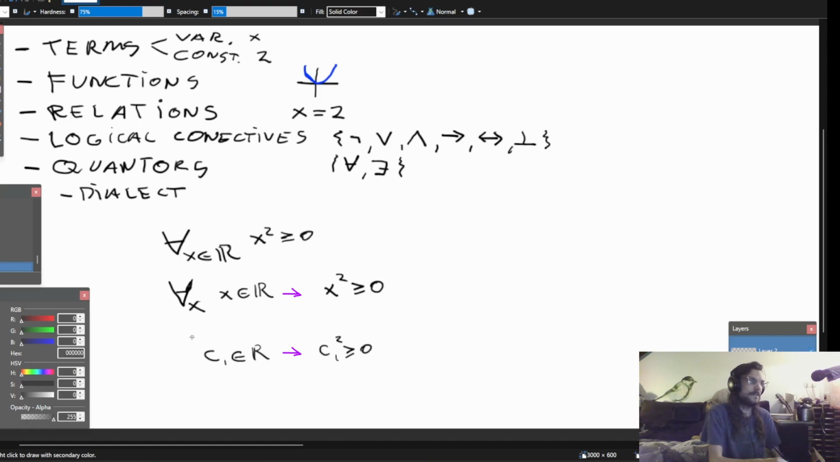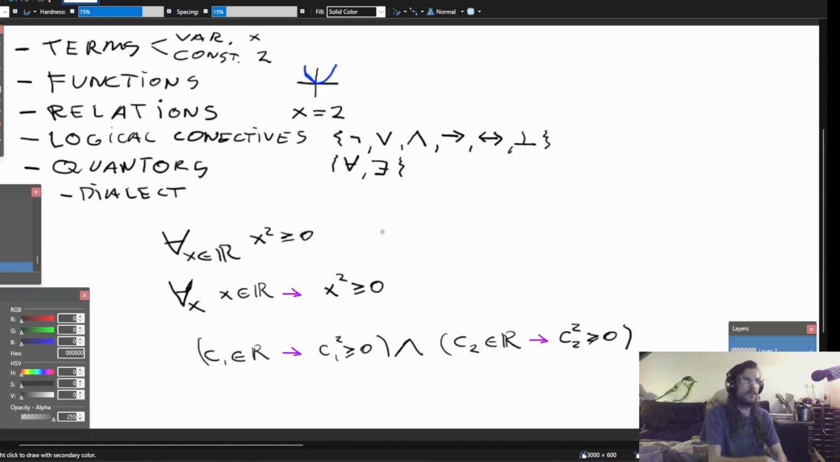And then you take this statement and you AND it with the next: C2 in R and C2 squared larger equal 0. And you do that for every Ci, which is a term in your theory. That's sort of what this all statement does. This first statement here is filtering only for terms that are actually real numbers, which are the terms that we do algebra on usually.